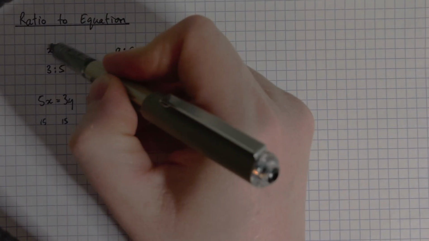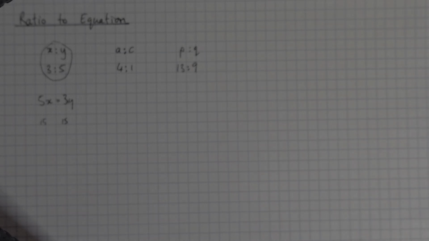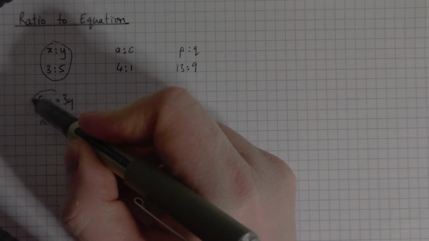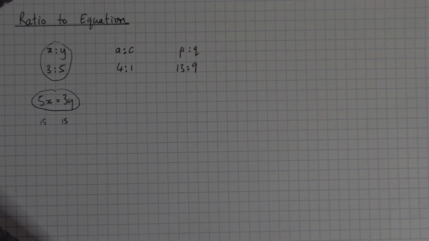So what I've done is I've taken this ratio statement about how the numbers x and y are related. Still don't know what the numbers x and y actually are, but I've shown you how they're related with the ratio, and we've turned that into an equation instead.